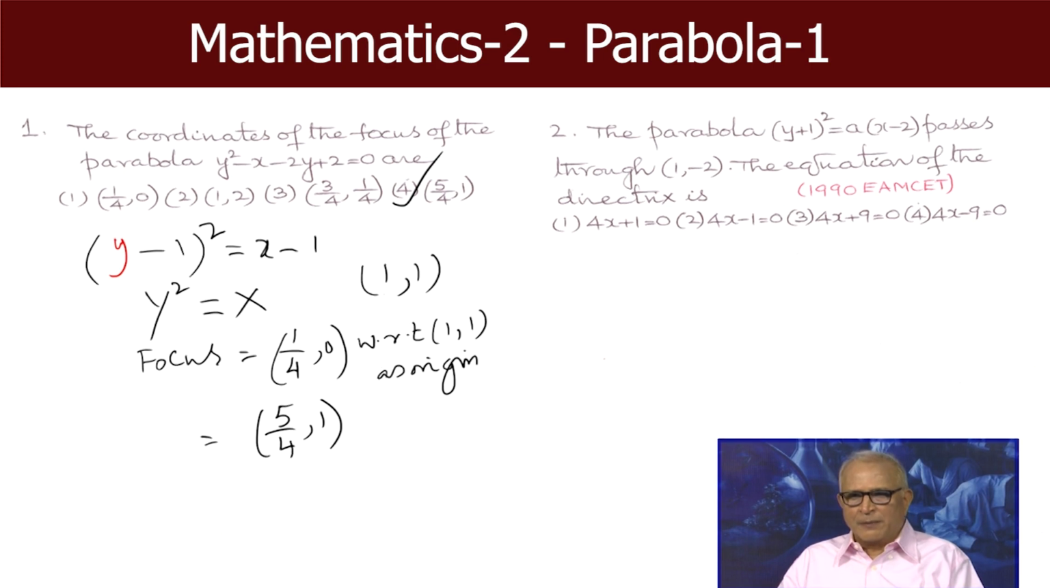Because the parabola y plus 1 whole square equal to a into x minus 2 passes through the point 1, minus 2, by replacing y by minus 2, plus 1 whole square is 1, equals a times x minus 2, that is 1 minus 2, which is minus 1, implies a equal to minus 1.